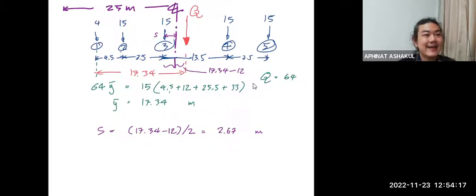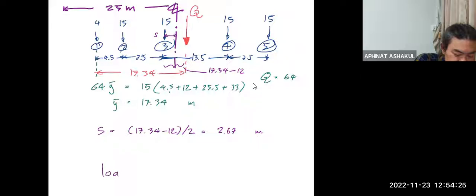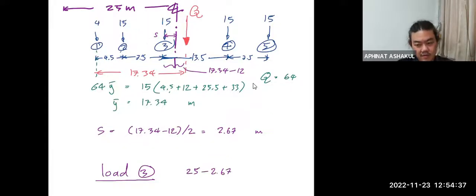So we can back calculate our location very easily. The trick is just to get one load going first. So we start from load number 3. The distance would be 25 minus 2.67.